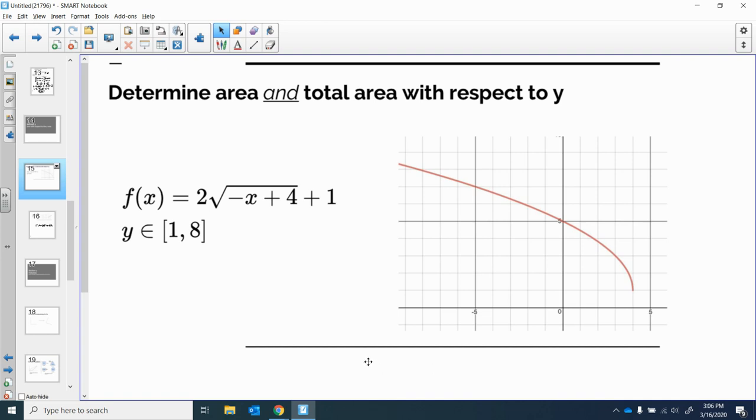Hi everyone, in this video we're going to tackle the third section in Unit 8, and we're going to look at how to evaluate area with respect to the y-axis. So in order to do that, I guess we'll start off conceptually with what that means.